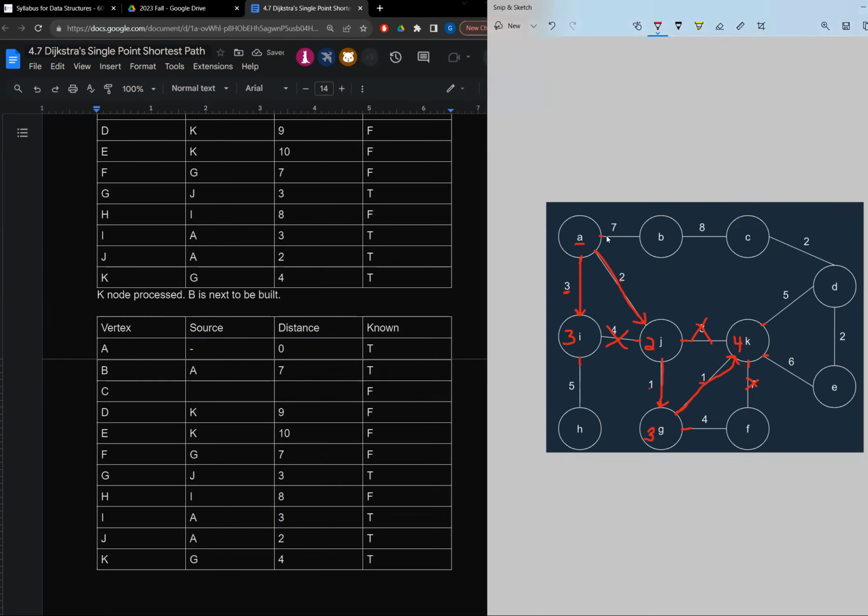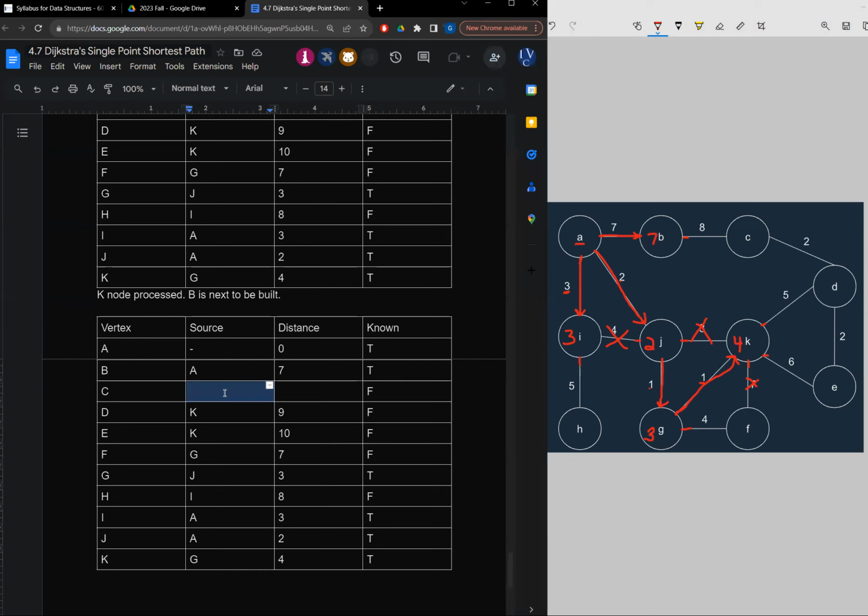All right, so we marked it as true, which means we have taken our way to B. It cost us 7 to get here. One edge out of B, so we can get to C via B for a cost of 15. And the edges are processed. B processed.